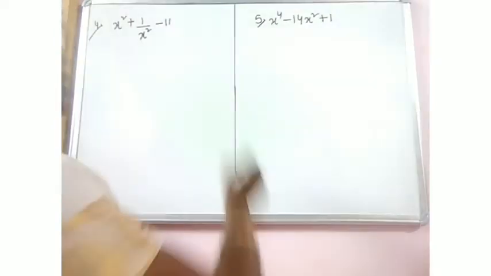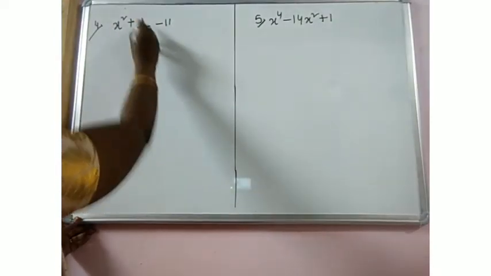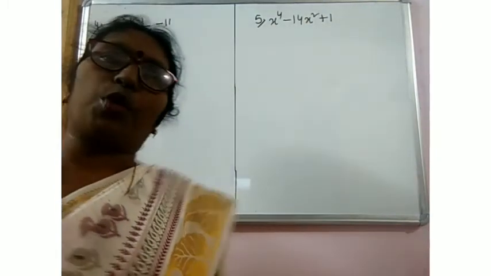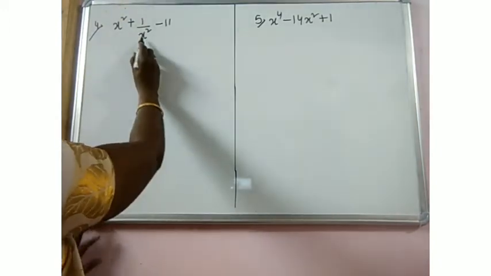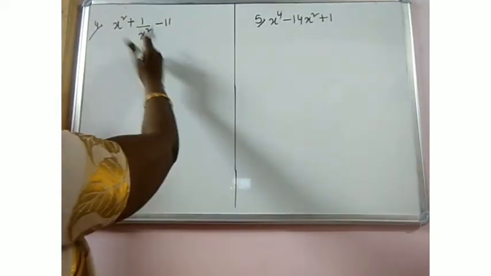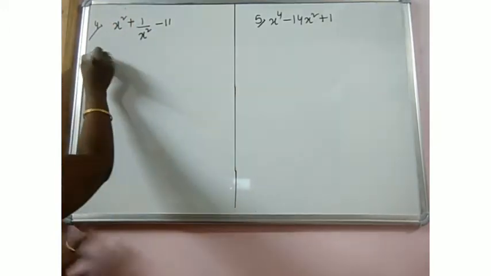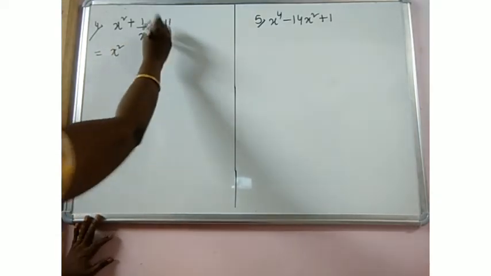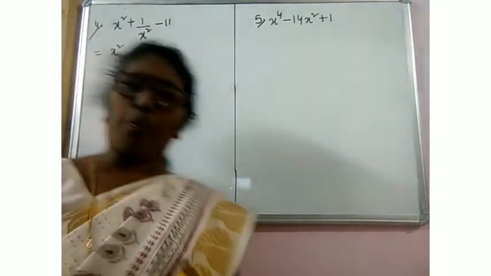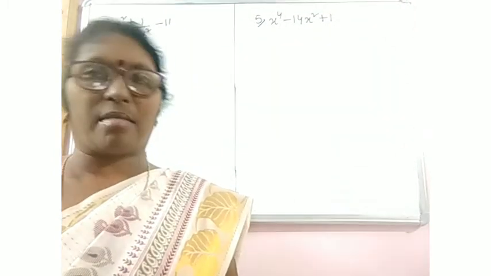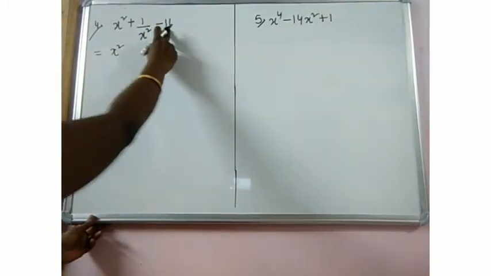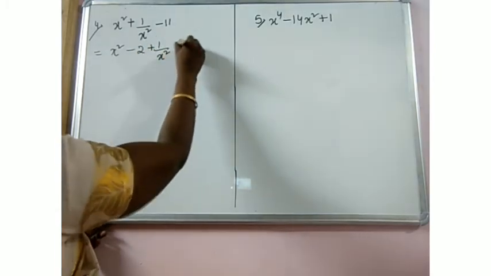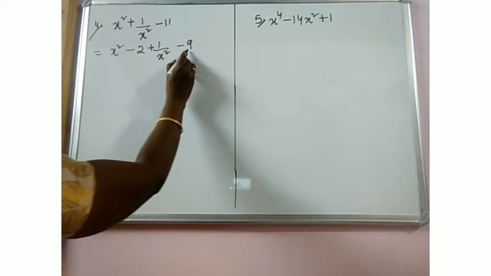Okay? So your fourth question is x² + 1/x² − 11, and the fifth one, this one, is given. Let us solve the fourth one. How to do? You see x² + 1/x², either plus 2 or minus 2 is there, it can be (x + 1/x)² or (x − 1/x)². Here minus 11 is there. We can split 11 into 2 parts so that one should be a perfect square. So minus 11 we can split as minus 2 and minus 9. Any problem? Minus 11 is minus 2 minus 9.